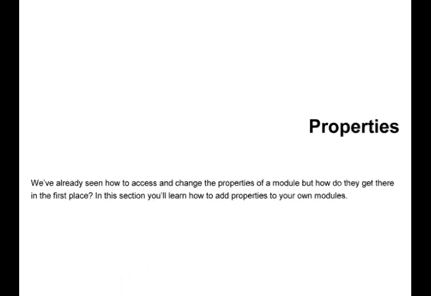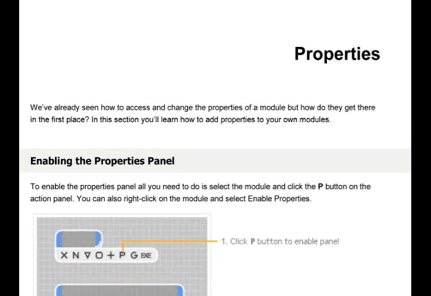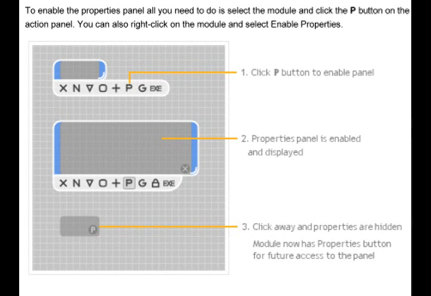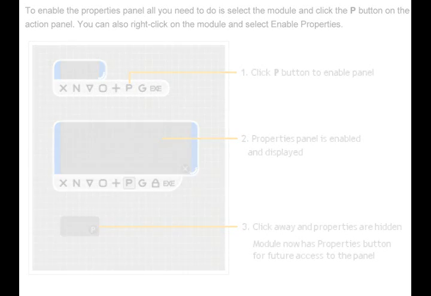Properties. We've already seen how to access and change the properties of the module, but how do they get there in the first place? In this section you'll learn how to add properties to your own modules. Enabling the Properties panel. To enable the Properties panel, all you need to do is select the module and click the P button on the Action panel. You can also right-click on the module and select Enable Properties.